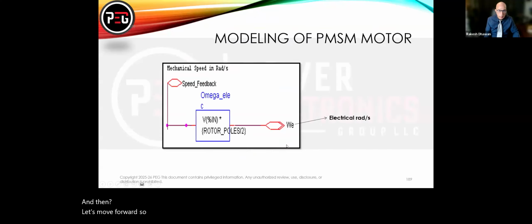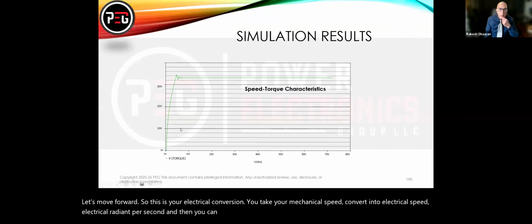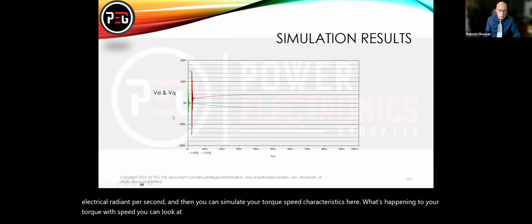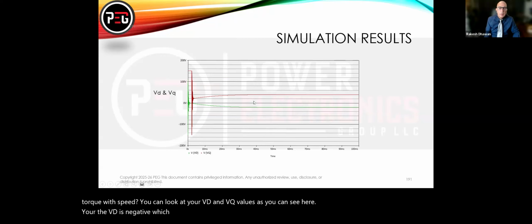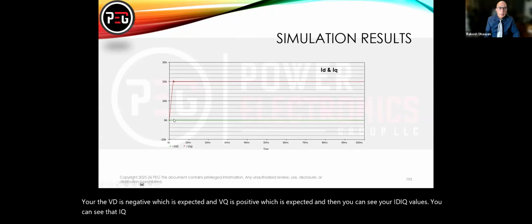So this is your electrical conversion. You take your mechanical speed and convert it into electrical speed, electrical radians per second, and then you can simulate your torque speed characteristics here, what's happening to your torque with speed. You can look at your VD and VQ values. As you can see here, the VD is negative, which is expected, and VQ is positive, which is expected. And then you can see your ID, IQ values. You can see that IQ is positive and your ID is 0. Okay. So that is the PSPICE simulation.